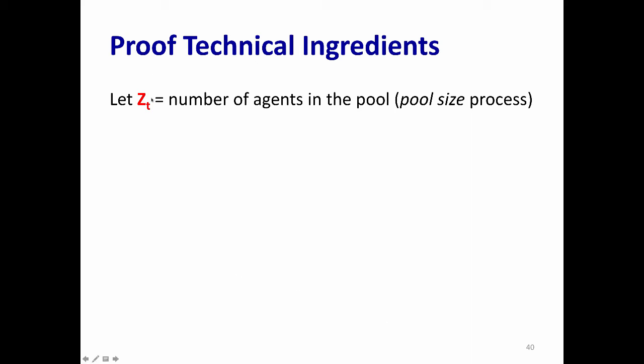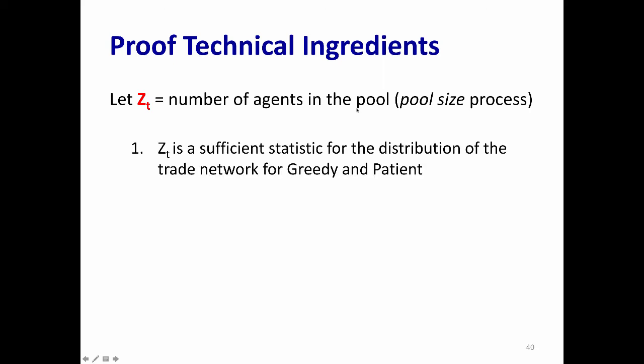Now let ZT be the number of agents in the pool size, basically how many agents I have in the market. This is a stochastic process in this model. The first technical ingredient is that ZT is a sufficient statistic for the distribution of the trade network for the greedy and patient algorithms. What do I mean? I mean, if you want to know the structure of the network under the greedy and patient algorithms, it's enough to know what ZT is, how many agents are now in the pool.